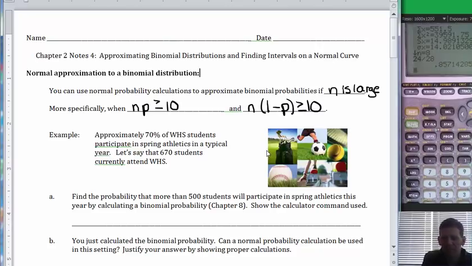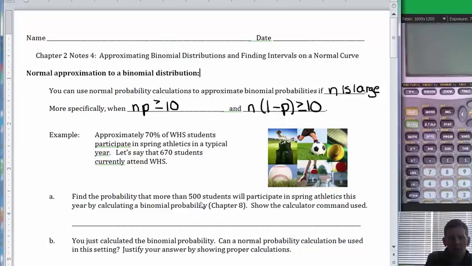So let's take an example to see how this looks. Approximately 70% of Williamson High School students participate in spring athletics in a typical year. Let's say that 670 students currently attend WHS. The first thing we're going to do is double check what the real answer is. Based on what we learned in Chapter 8, we're going to find the probability that more than 500 students will participate in spring athletics this year by calculating a binomial probability.